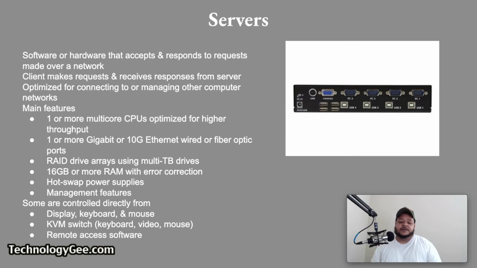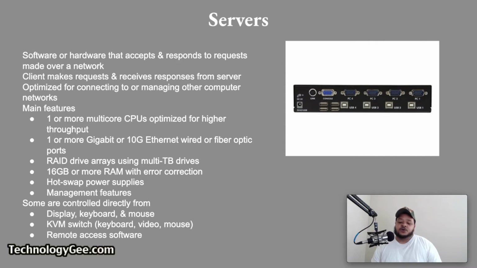A server is optimized for connecting to or managing other computers on a network. There are many specialized configurations for servers, but their main features include one or more multi-core CPUs optimized for higher throughput, one or more gigabit or 10 gig Ethernet wired or fiber optic ports, RAID drive arrays using multi-terabit drives built for additional reliability, 16 gigs or more of RAM with error correction, hot swap power supplies, and management features.